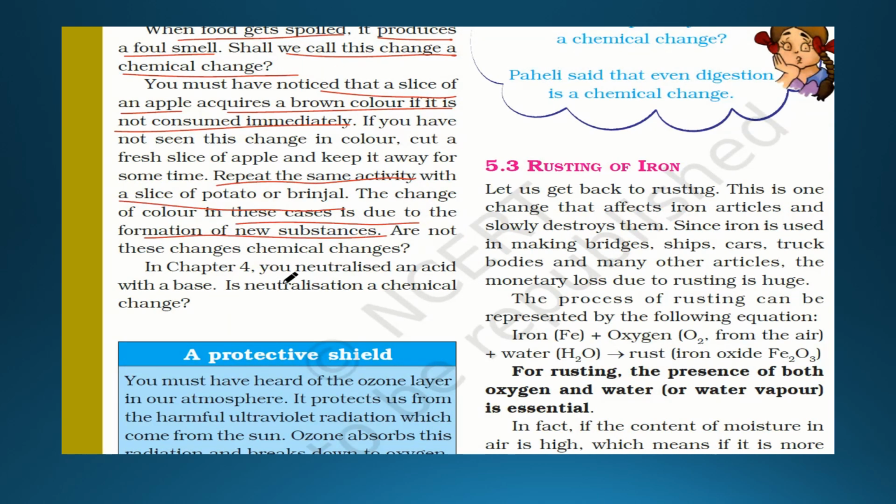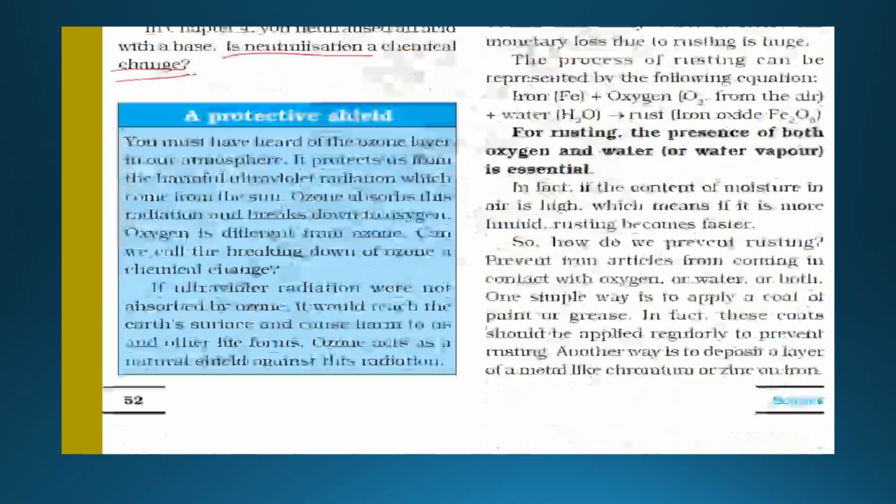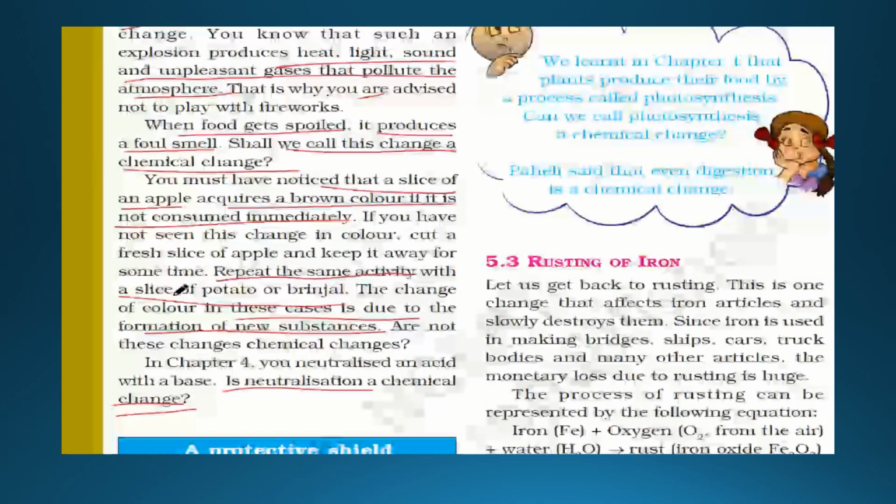So we can ask a question: is neutralization a chemical change? Now in the previous lesson when we spoke about acid, base and salt, we spoke about the neutralization process. So neutralization is obviously a chemical change because it is an irreversible change which cannot be reversed, right? So we can take a look here.